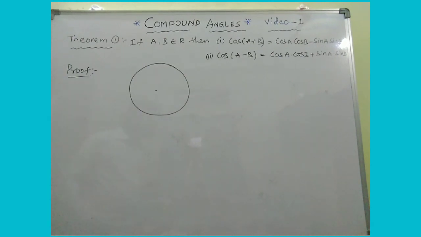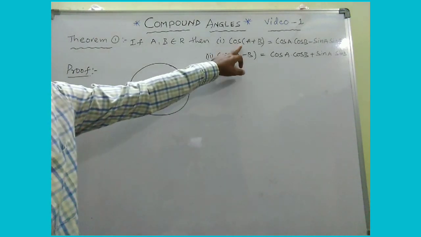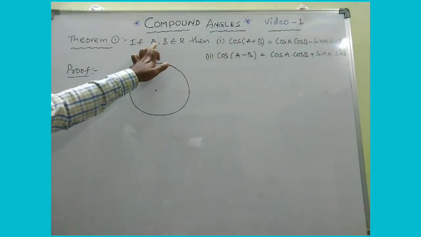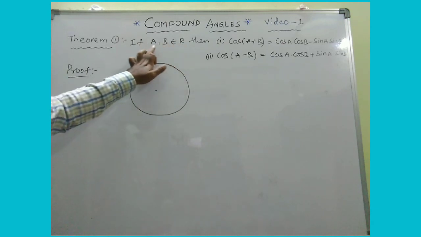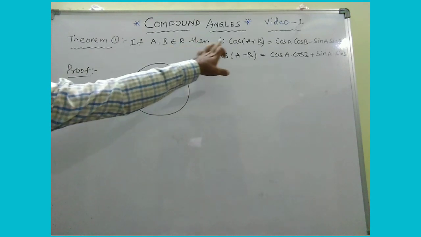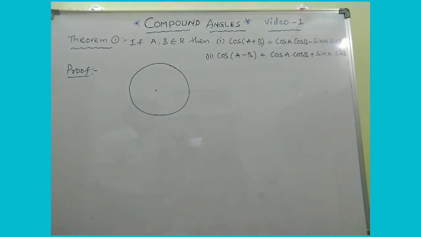Coming to theorem number 1. Now we are going to derive the formulas for cos of A plus B and cos of A minus B. Please note that A, B are real numbers. So if A, B belong to R, then the formula for cos of A plus B is cos A into cos B minus sin A into sin B, and cos of A minus B is cos A into cos B plus sin A into sin B. So let us see the proof of this.